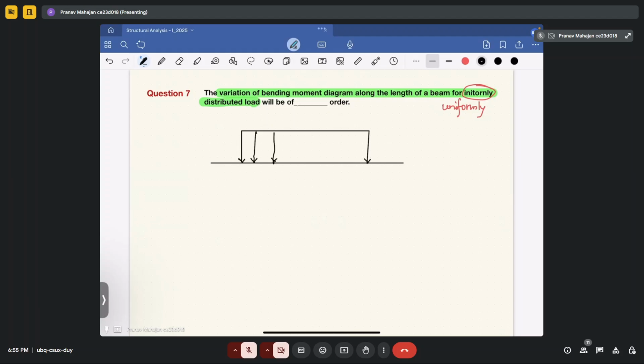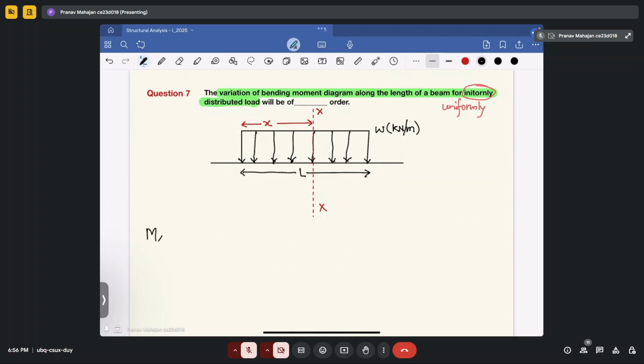This is your uniformly distributed load. Let's say it has load W kilonewton per meter for length L. Now I am interested in a section XX. So at XX, how will you calculate the bending moment?